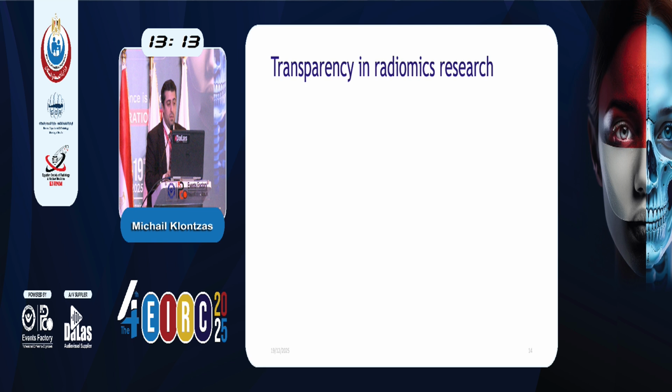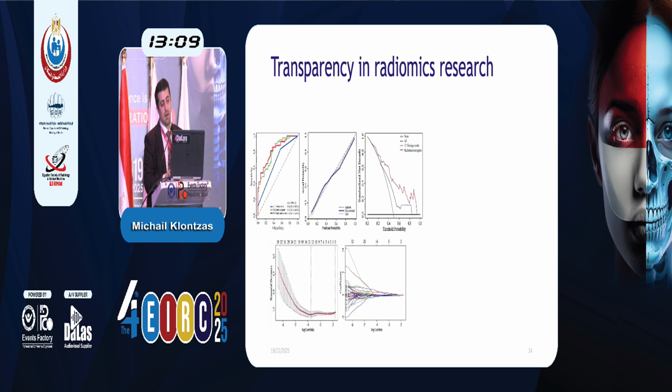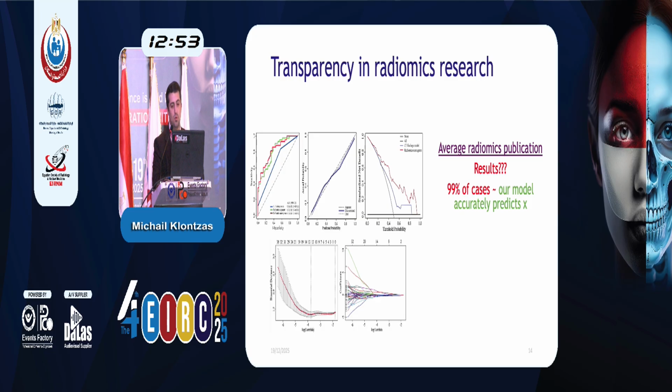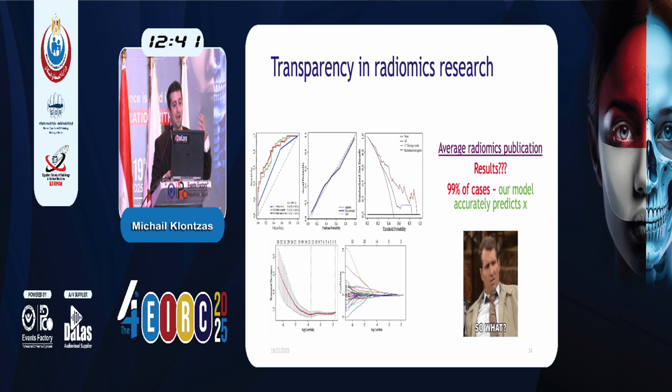And of course, another problem is transparency in radiomics research. I can guarantee to you that in most radiomics papers, you see graphs like this, and this series of graphs is typical for most radiomics publications. But these results, which usually give you a positive indication of an algorithm that works very well and accurately predicts something, are usually not reproducible. So you have a result, but you cannot act upon it.